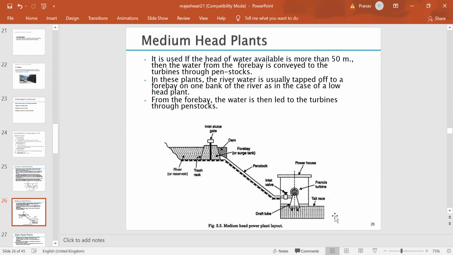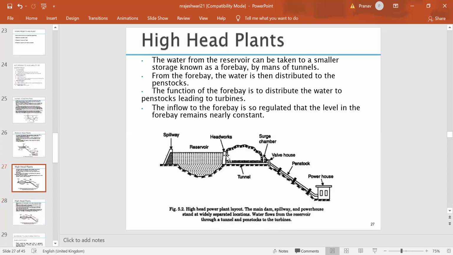This is a draft tube, and this turbine is a Francis turbine. After this, this is the tail race. So this is the medium head power plant layout. In these plants, the river is usually tapped off to a forebay on one bank of the river, as in the case of low head plants. From the forebay, the water is then led to the turbines through the penstocks.